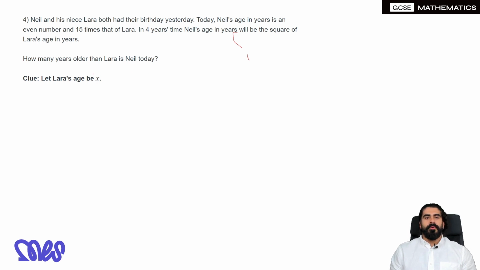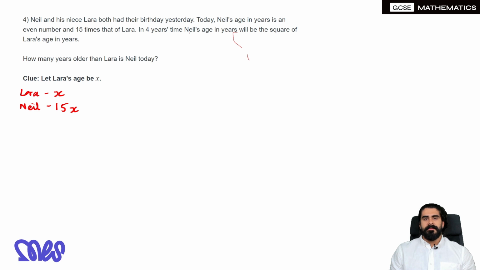So what you want to do is always make the smaller person's age x, or any smaller quantity, let it be x. So for Lara, we'll make that be x, and for Neil, it says, today Neil's age in years is an even number and 15 times that of Lara. So if we have x, we have 15x for Neil.